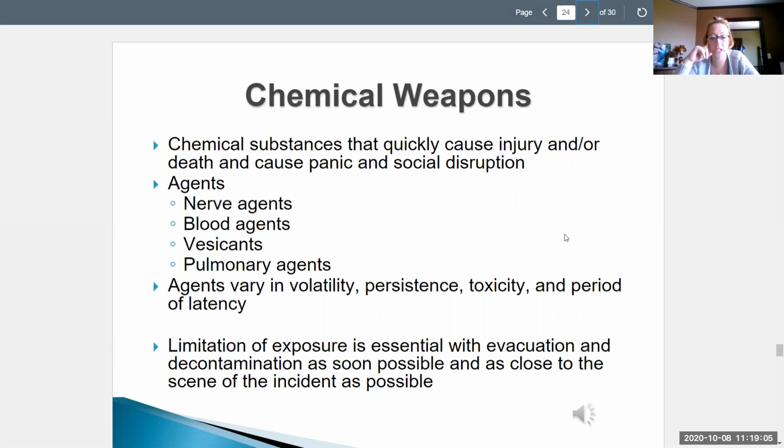And then limitation of exposure is essential with evacuation and decontamination as soon as possible and as close to the scene of the incident as possible. That's true with any type of agent used, because you don't want to bring the agent to the hospital or closer to anywhere outside of where it's already been affected. So keep the patients, the victims, closest to the area that it occurred to decontaminate them there to prevent the spread elsewhere. Usually you set up a decontamination area somewhere near where it occurred.